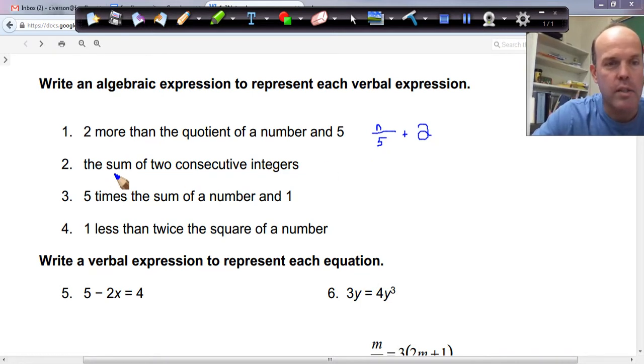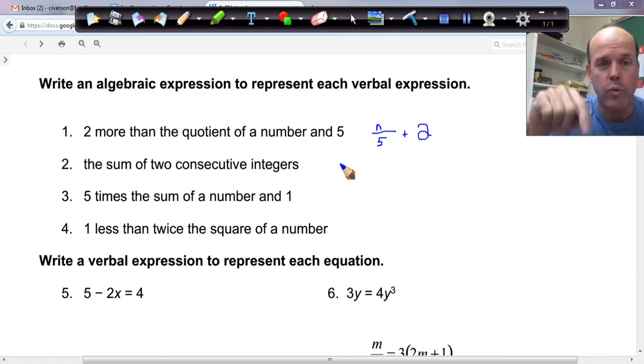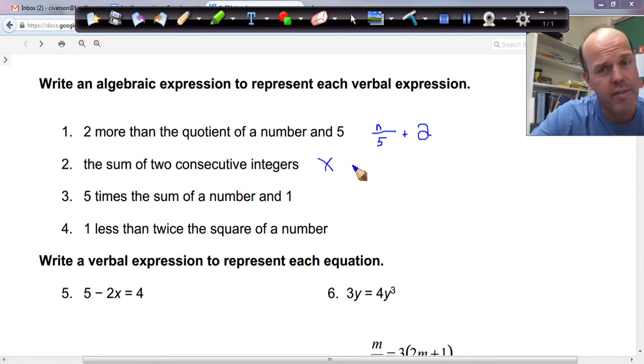Number 2, the sum of 2 consecutive integers. Sum means to add, so we're going to add 2 numbers that are back-to-back, consecutive, one number right after another, like 3, 4, or 7, 8. We pick a variable for the first integer, say x, so that would be 7. How are we going to represent 8? We take the same x and add 1 to it. So x and then x plus 1.